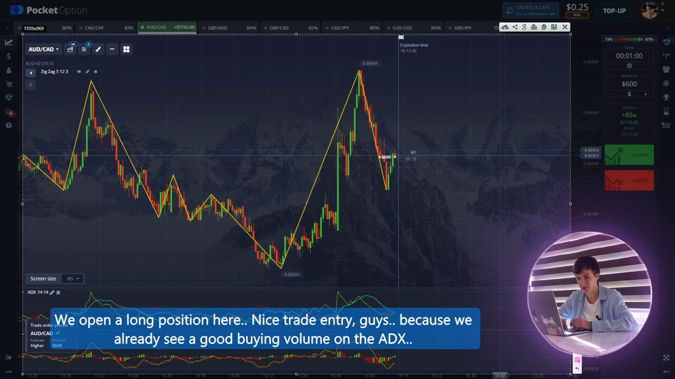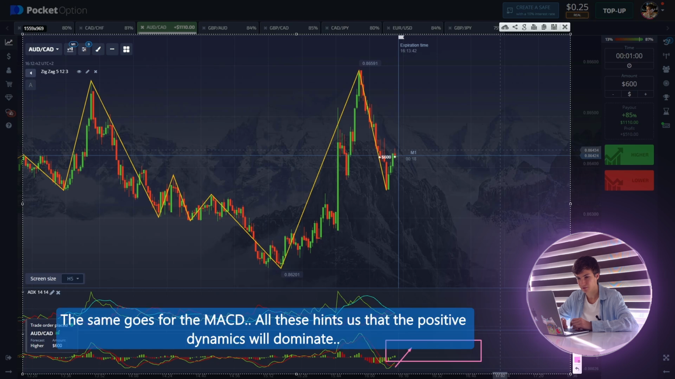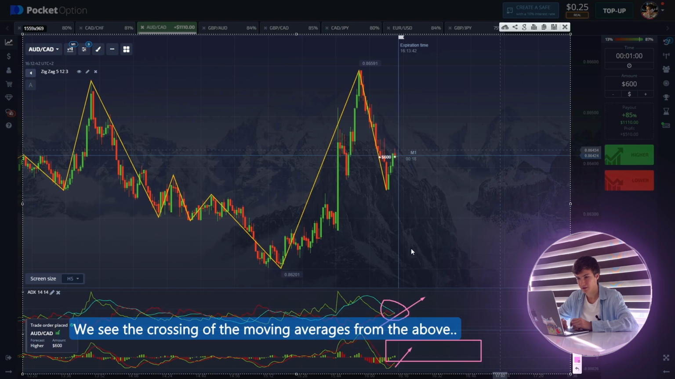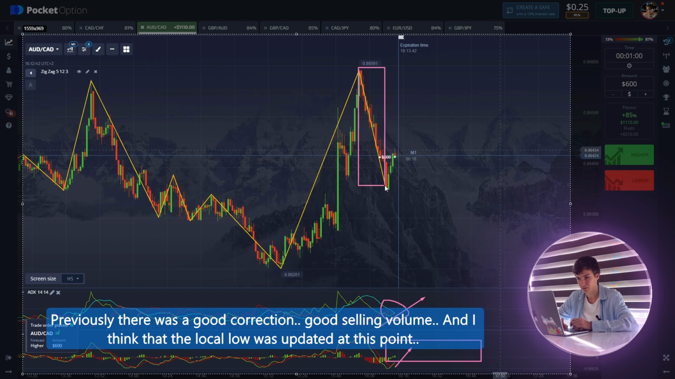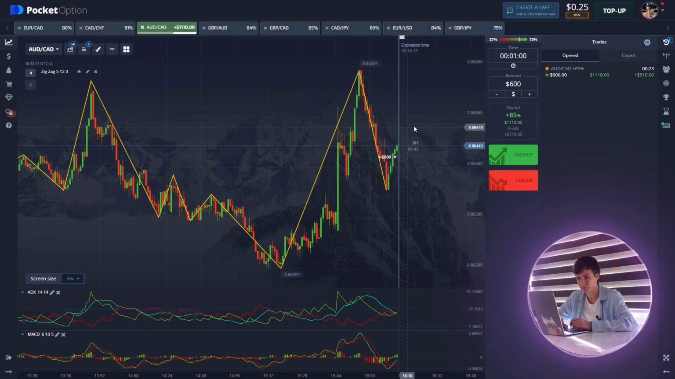Because we already see a good volume of the ADX, the crossing of the moving average. The same goes for the MACD. All these hints that the positive dynamics will dominate. We see the crossing of the moving average from above. Previously there was a good correction, good selling volume, and I think that the local low was updated at this point. The price should go up with the trend. That's why we open the long position.